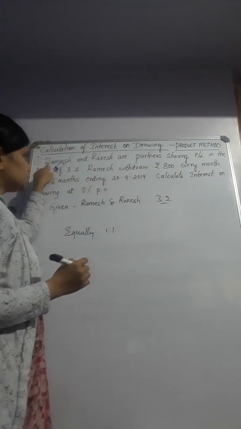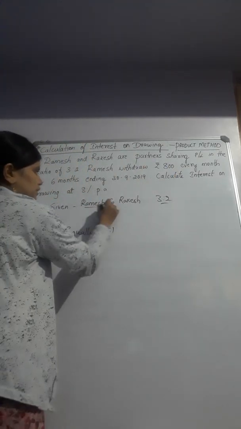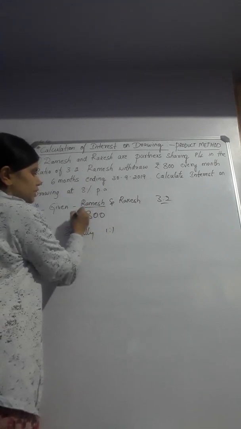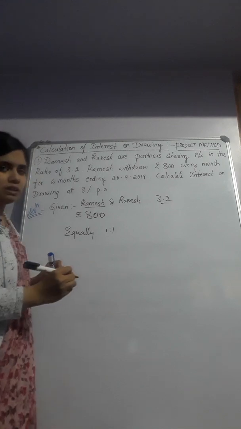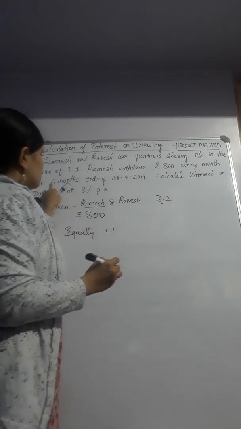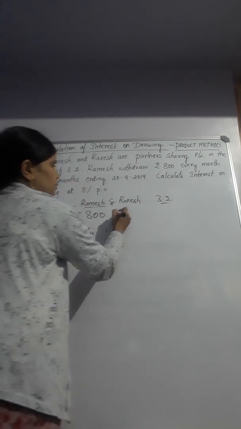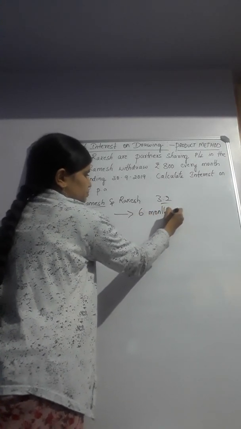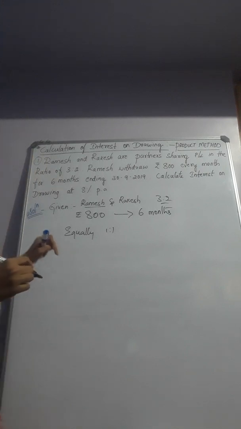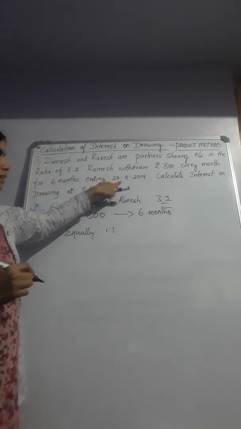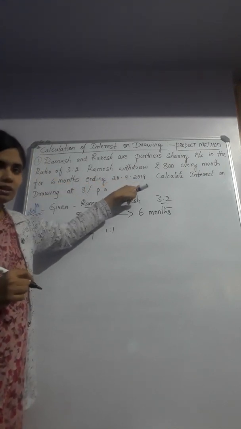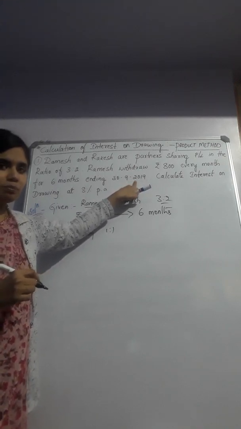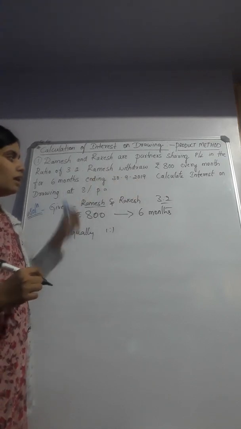Now, Ramesh withdraws rupees 800 every month. Who is Ramesh? Ramesh is this person. He is withdrawing 800 rupees every month for 6 months. For how many months is he withdrawing? 6 months, ending 30th 9 2019. Up to September he is withdrawing, right?